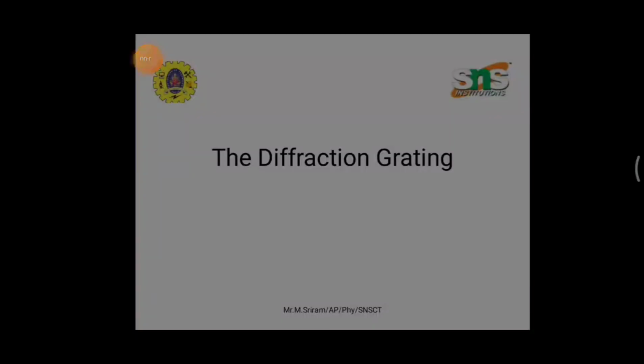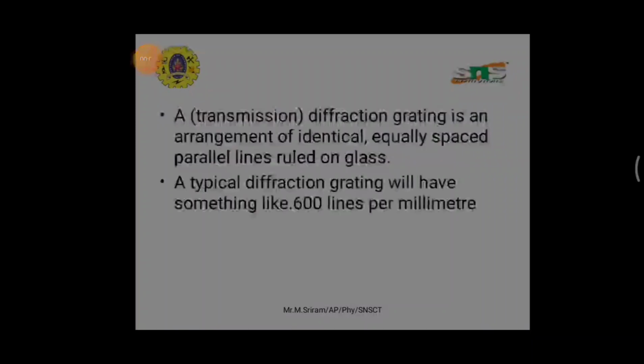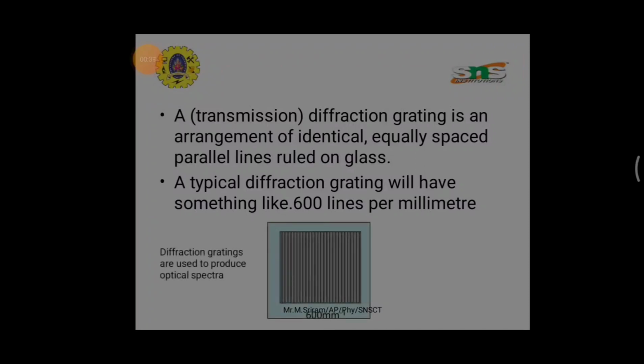Good morning. Today we discuss diffraction grating. As we already know, we determine the wavelength of prominent colors using the grating and the spectrometer. A diffraction grating is an arrangement of identical, equally spaced parallel lines ruled on glass. A typical diffraction grating will have something like 600 lines per millimeter, and this is the grating. Diffraction gratings are used to produce optical spectra.